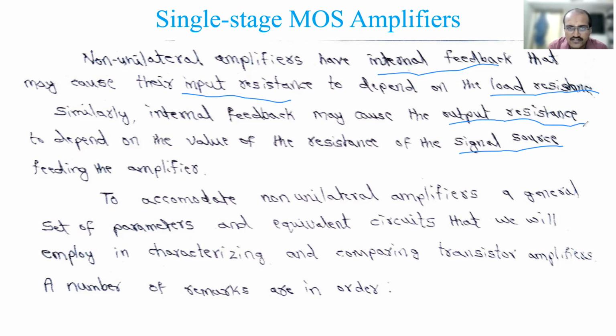Since it is a non-unilateral amplifier, because of internal feedback, we need to consider the signal source resistance feeding the amplifier as well as the output resistance. So to accommodate non-unilateral amplifiers, we have a general set of parameters and equivalent circuits, which we saw yesterday. This general set of parameters and equivalent circuits is what we will employ in characterizing and comparing transistor amplifiers.